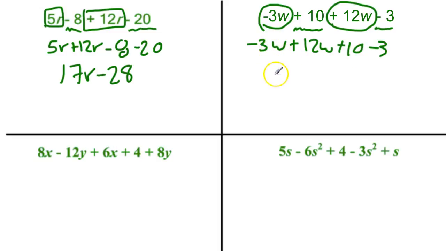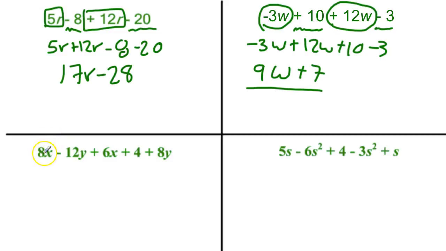Negative 3W plus 12W. I know that will end with a W. Negative 3 plus 12. That is 9. Now I have 10 minus 3. That is going to be plus 7. All right. So that is your simplified answer.